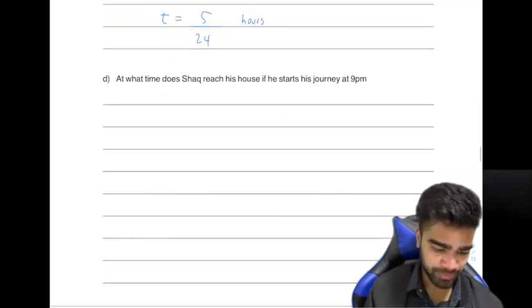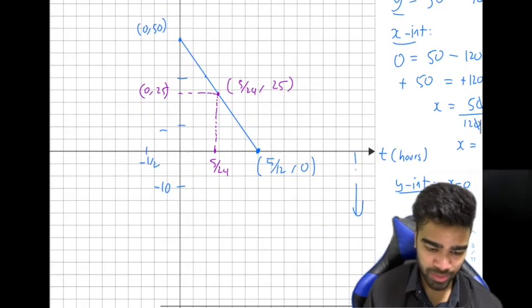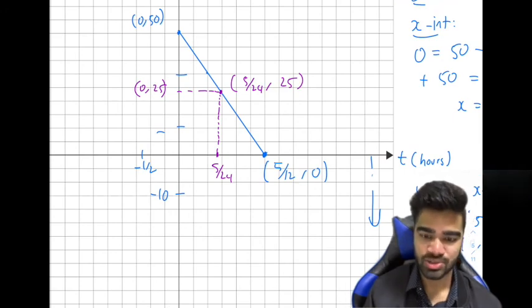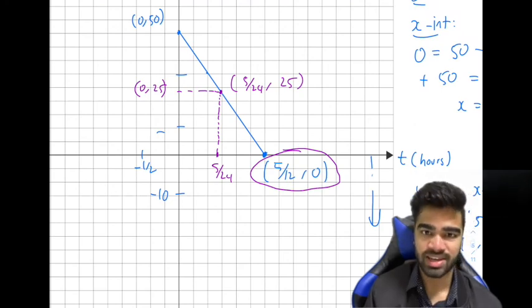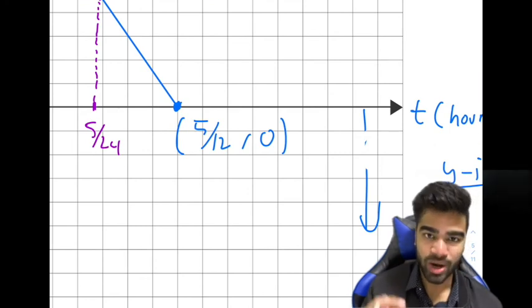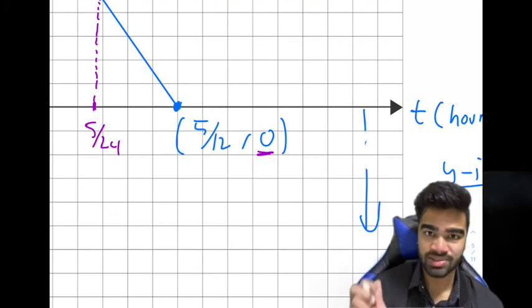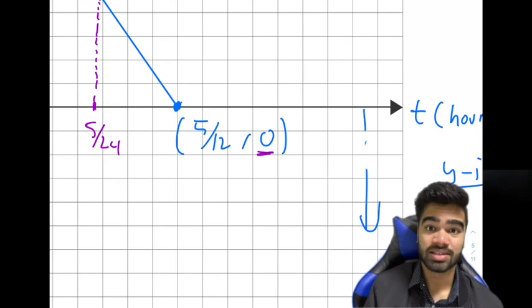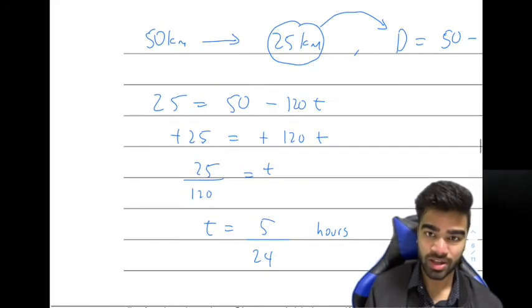Okay. Part D. At what time does Shaq reach his house if he starts the journey at 9 p.m.? So guys, can you tell me, at which point in this graph does he reach his house? Well, he reaches his house when his distance is 0. When is his distance 0? It's pretty much the x-intercept of the graph, the t-intercept of the graph, right? So remember y values represent distance, so the y value is 0. So here our distance is 0. That's when he reaches the house. How long did it take him to do that? Well, x values tell us how long it took him. So it took him 5 on 12 hours. Okay, so that's one way to think about it graphically.